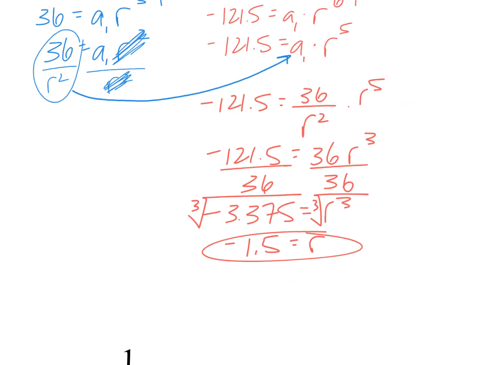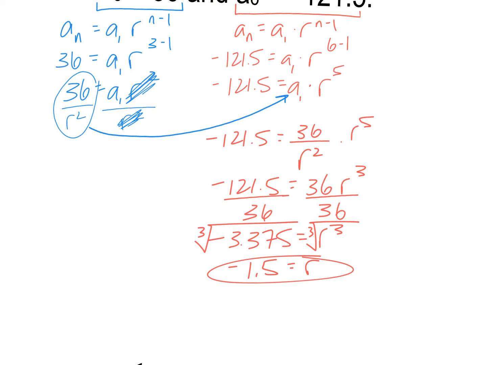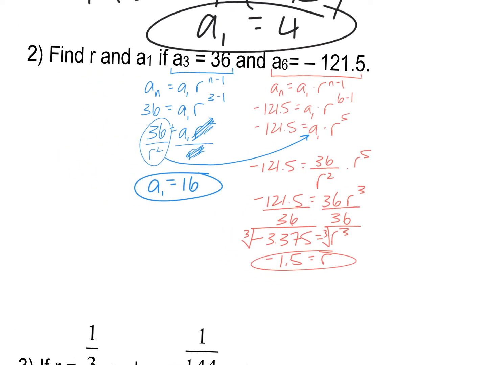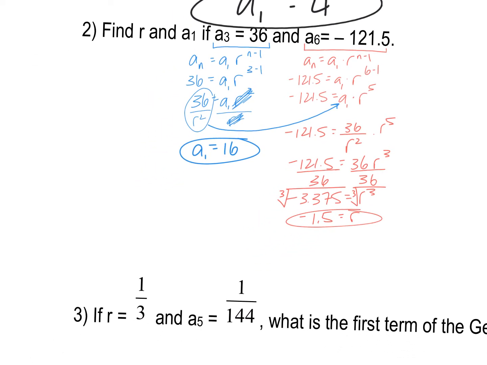Thank God I found r. Now plug it in somewhere, wherever you think is the easiest place to plug in. Maybe right there, because you can type it all into your calculator at once. And that is going to give you a sub 1 equals 16. So there's our substitution or elimination thing. You can be given 2 terms and you can still figure out what the a sub 1 is and what the r is.